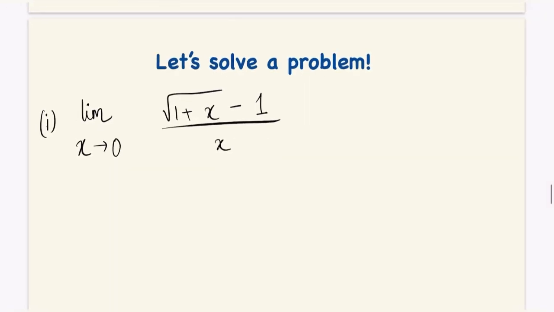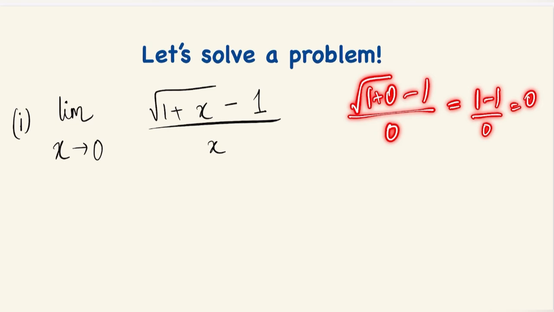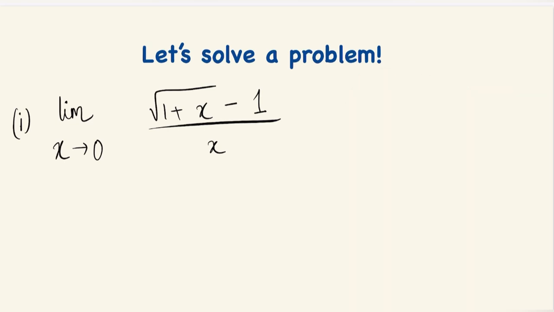The first one is limit of square root of 1 plus x minus 1 upon x. How do you solve this? As I told you earlier, the first thing you should do is try to substitute the value of x, the a over here, which is 0, in place of x. So you will get root of 1 plus 0 minus 1 upon 0, which is again in the 0 by 0 form. And hence you won't be able to proceed.